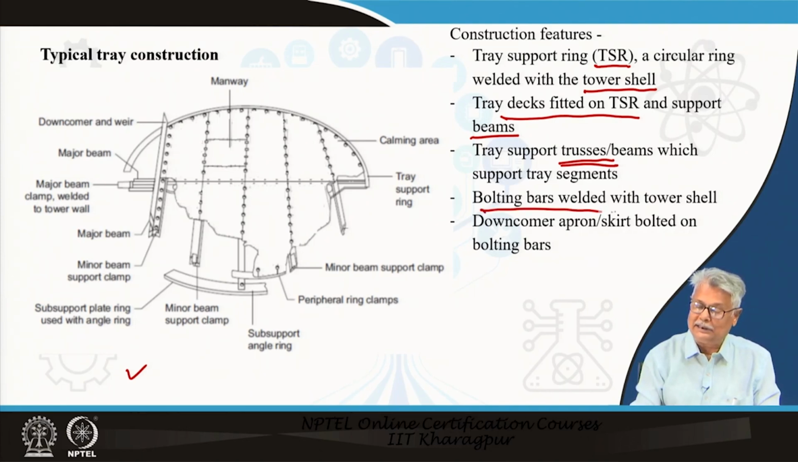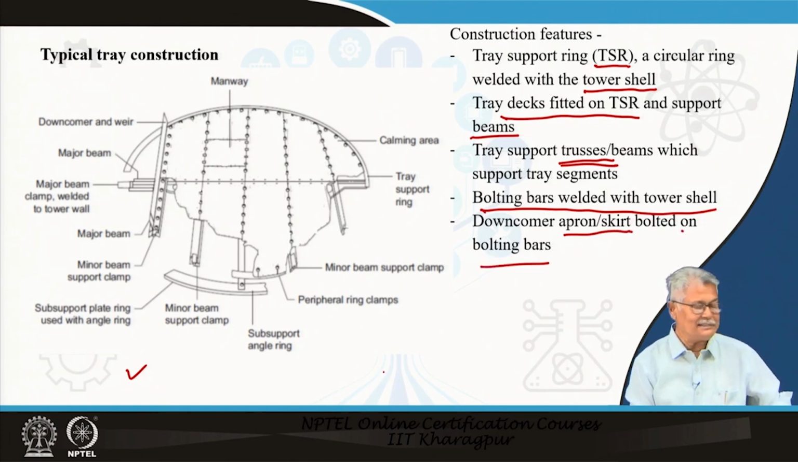Bolting bars are welded to the tower shell that we have seen. Now, the downcomer apron card is bolted on the bolting bars. So, this ensures the placement of the deck, and on the deck, whether you have the orifice which is the sieve or the bubble caps or the valves, these vapor dispersers are placed or fitted.